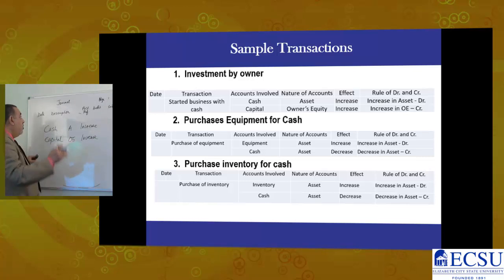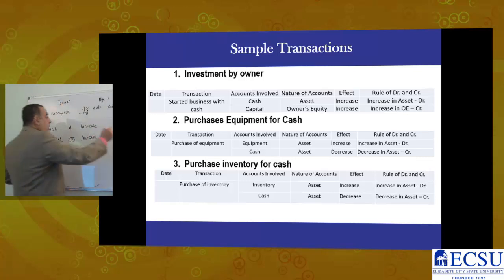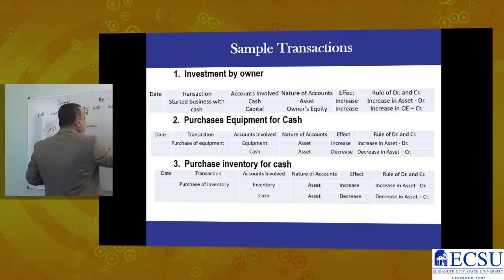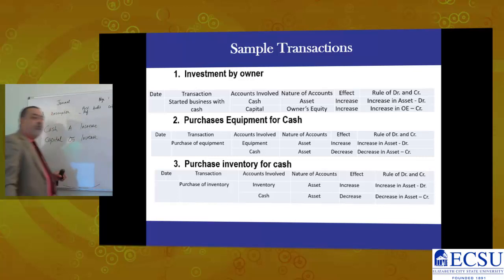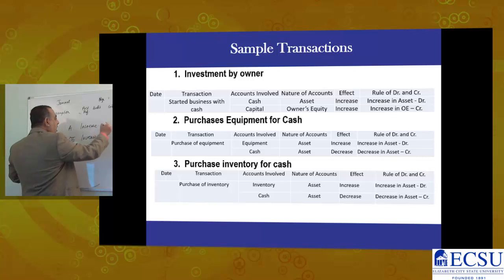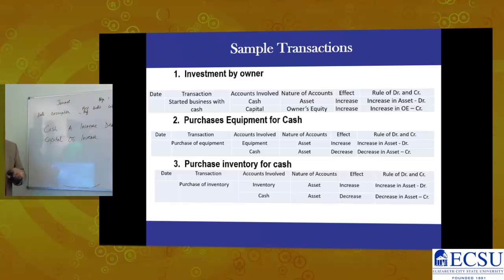Now remember the rule of debit and credit. We had a rule which said asset plus expense plus dividend: if it is an increase, we'll debit it, and if it is a decrease, we'll credit it. That was the rule. So now in this case, cash is an asset and it is increased, so therefore I am going to debit the cash. So that is what you have to understand about it.